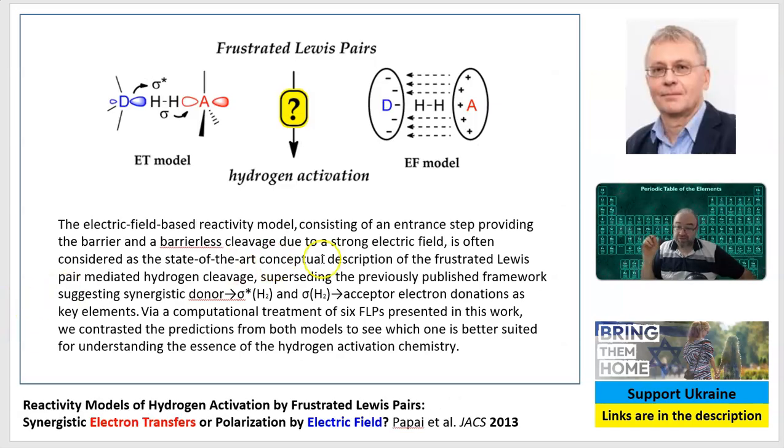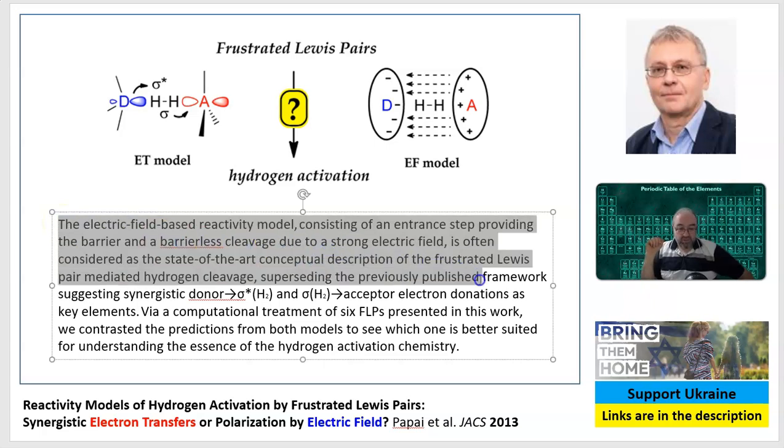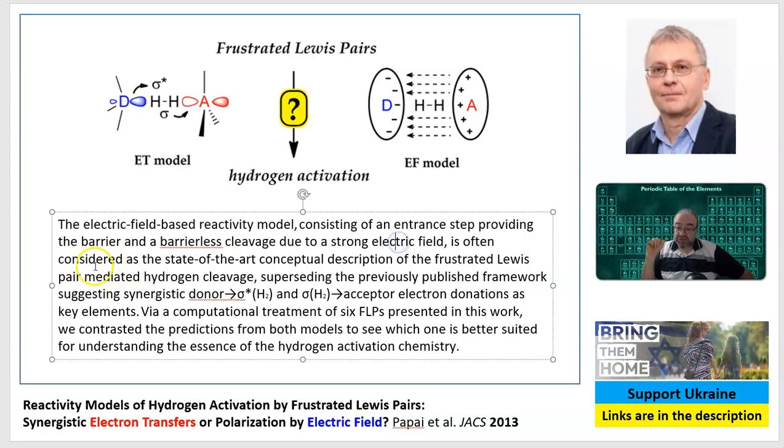Professor Papai responded within 3 years in a big publication in JACS. So that's the graphical abstract. He presents the original model, the electron transfer model involving molecular orbitals, and the electric field model, which states that the electric field tears apart the bond between the two hydrogens. So let's see what he writes. The electric field-based reactivity model, consisting of an entrance step, providing the barrier, and the barrier-less cleavage due to the strong electric field, is often considered a state-of-the-art conceptual description. Often, well, only in that one publication, but okay.